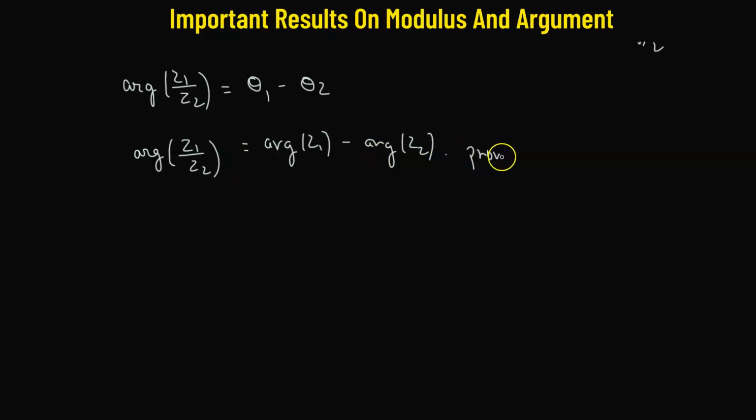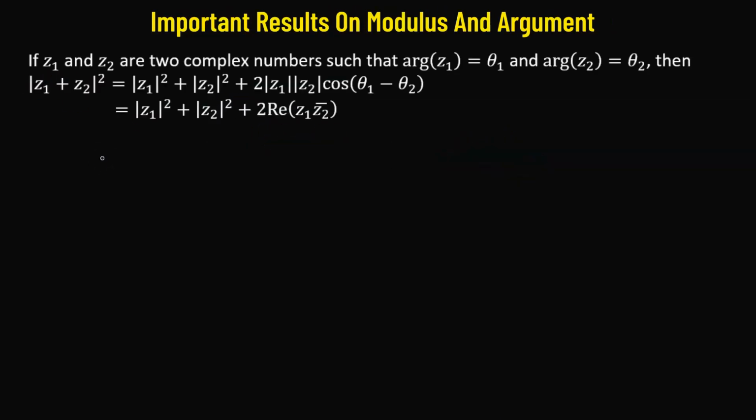So hence we have successfully shown the following result. So we have two complex numbers z1 and z2 and the arguments are given by theta 1 and theta 2 respectively. We need to show that the sum of the complex numbers z1 and z2, if we take its absolute value and square it, is given by these two expressions. So let's begin with our proof.